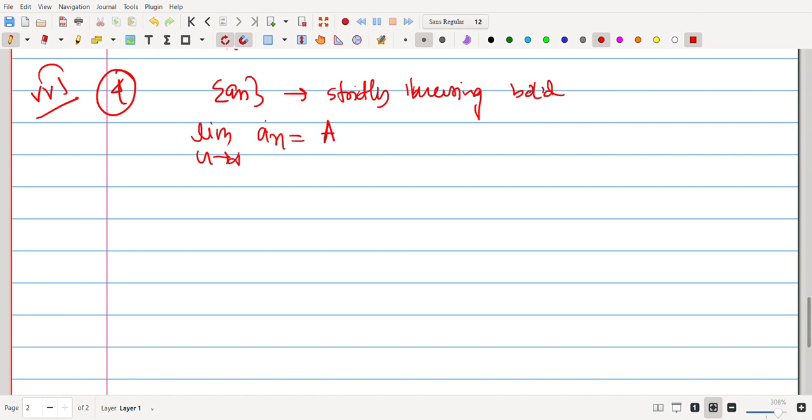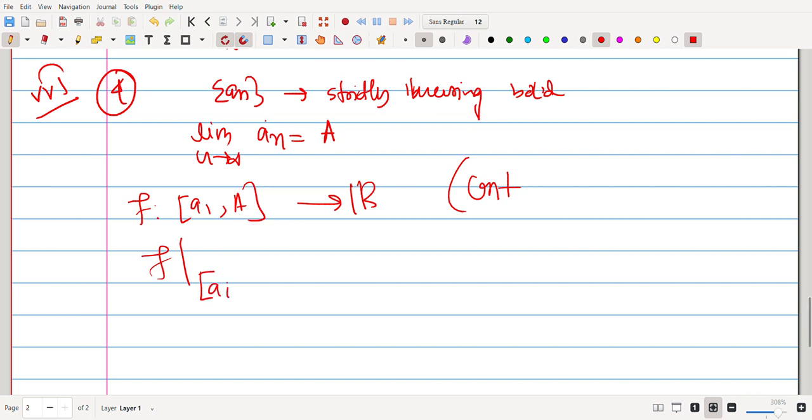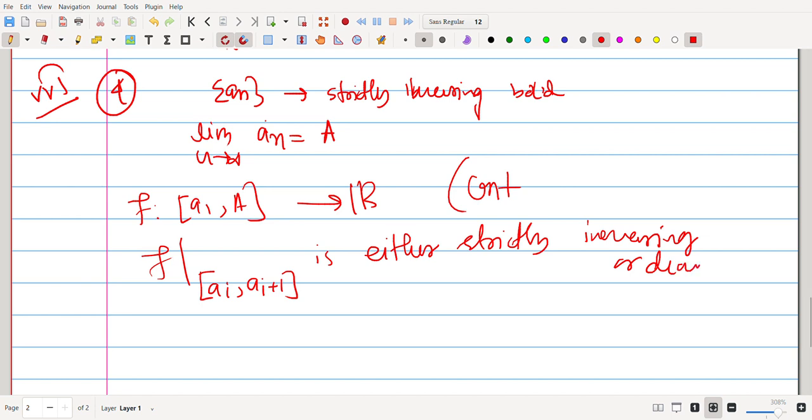It is given to converge to a, and we have defined a function f from [a1, a) to R, which is continuous, such that on each interval [a_i, a_{i+1}] it is either strictly increasing or strictly decreasing. It is given, right? Then we need to find out the cardinality of such a set, right?